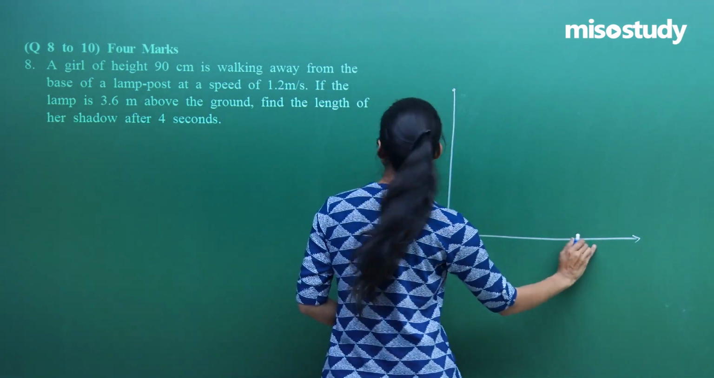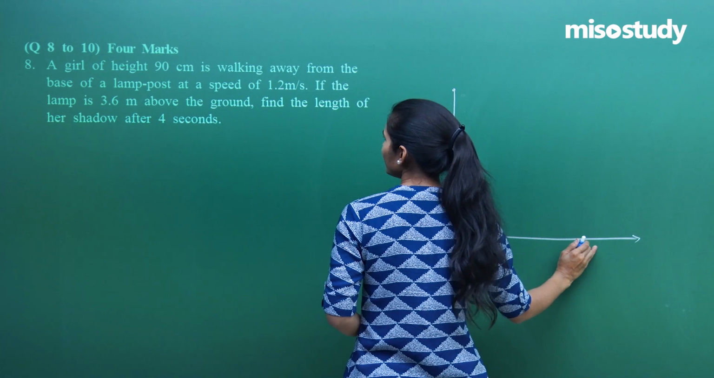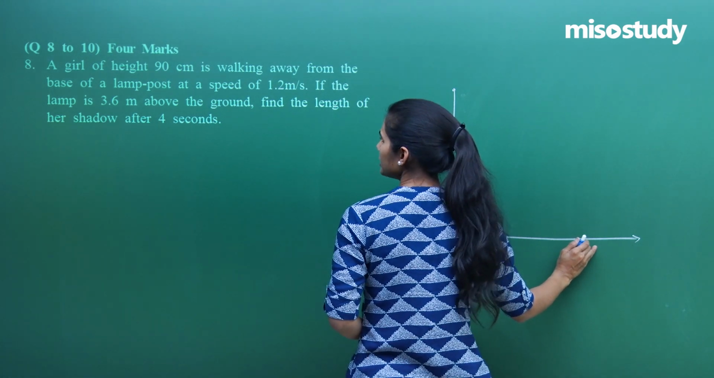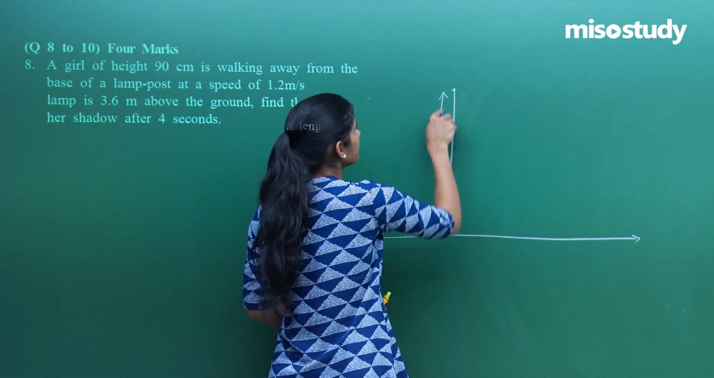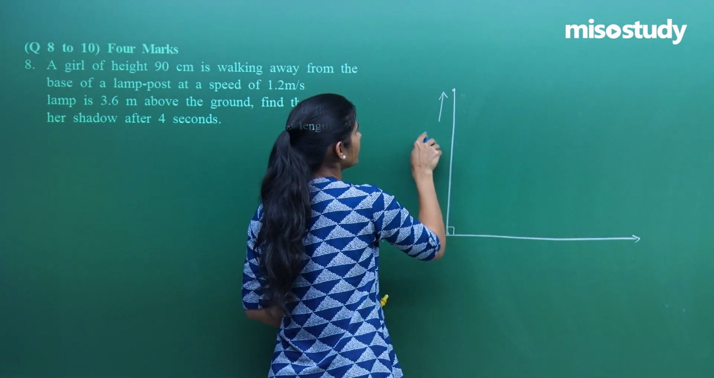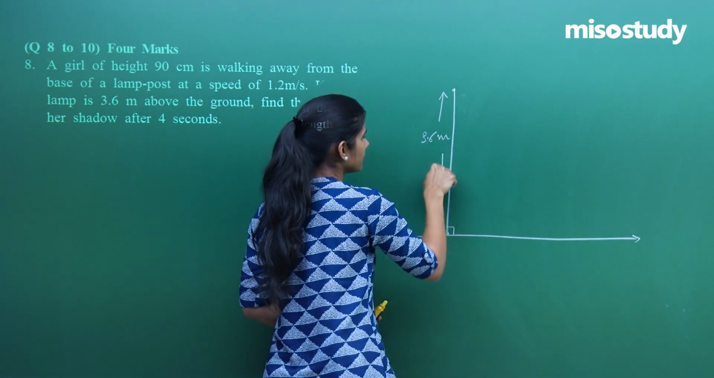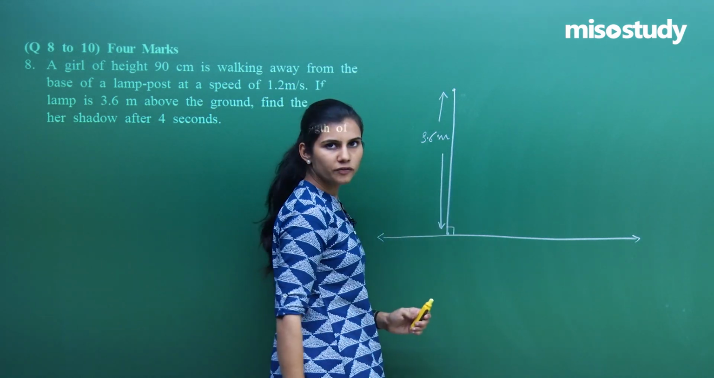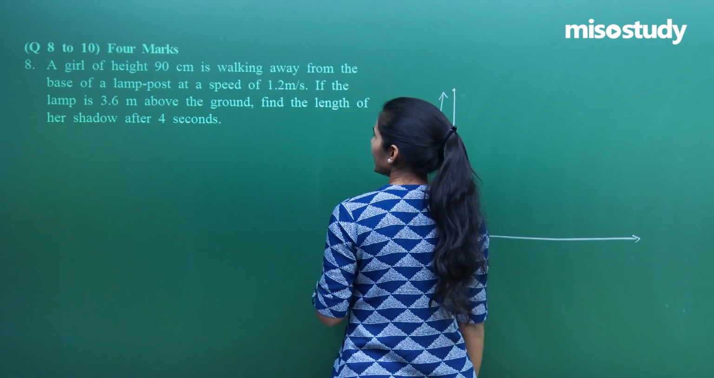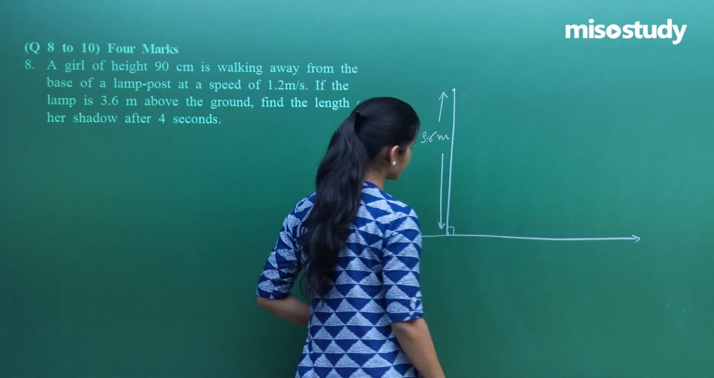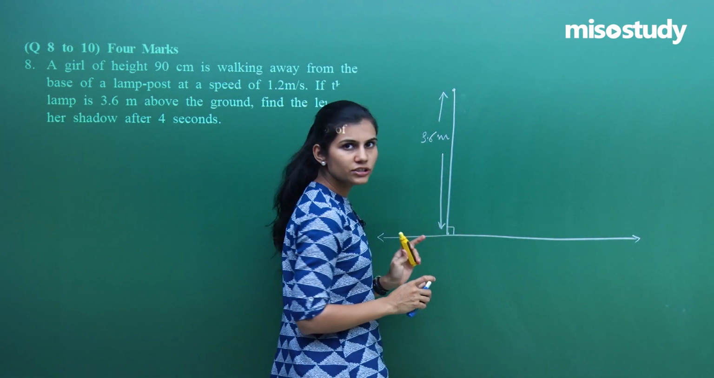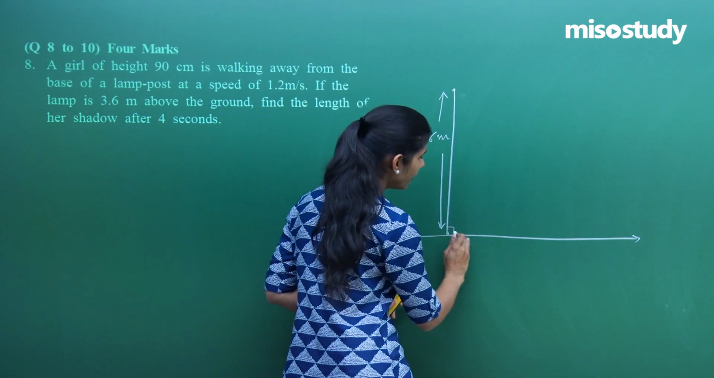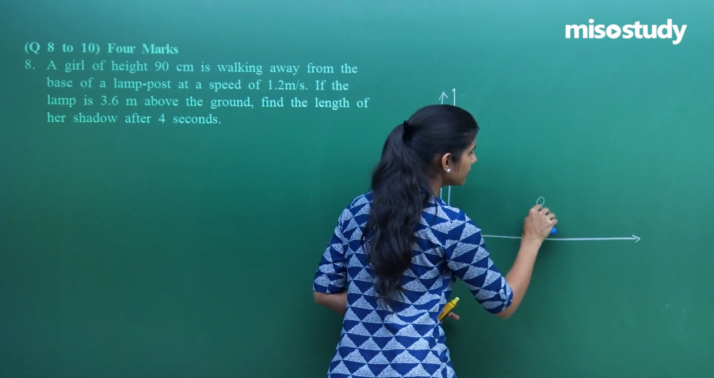So she is going to walk in this direction at a speed of 1.2 meters per second. If the lamp is 3.6 meters above the ground, so this 3.6 meters is given to be the length of the lamp post. Find the length of her shadow after 4 seconds. So the girl is moving at a speed of 1.2 meters per second. After 4 seconds, suppose this is the girl.